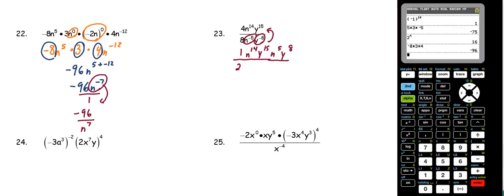I can combine things that have the same bases. So both n's can get added together, n to the 19th. Both y's can get added together, so 15 plus 8 is 23. And we're going to leave our 2 in the denominator. You can put a 1 in the numerator if you want, but it's not required.